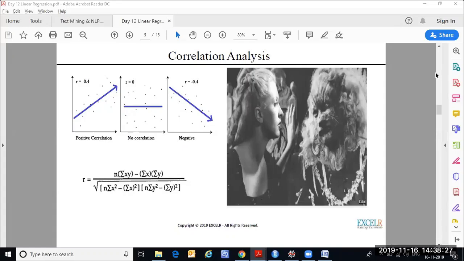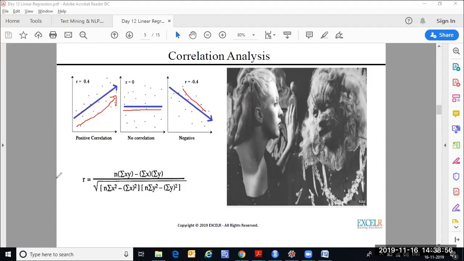So this is a perfect positive correlation. This is a negative correlation. And if you see the line is parallel to your x-axis, that means there is no correlation. Irrespective of the movement of values in x, there is no change in the y value. That's the reason you are seeing the relationship is parallel to the x-axis.